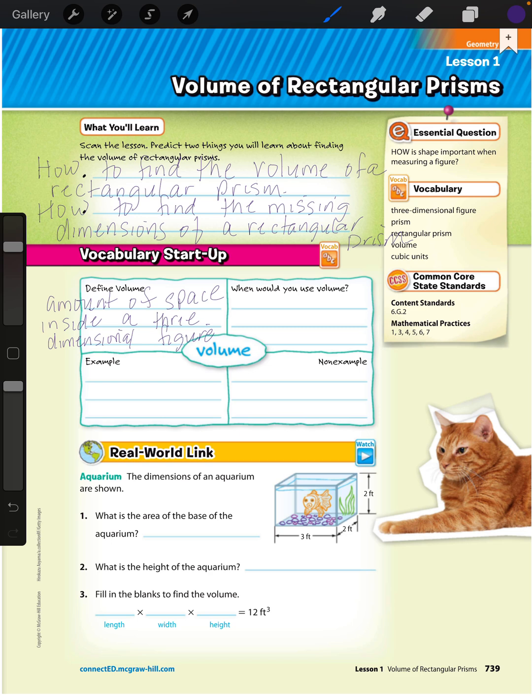When would you use volume? Well, we can use volume to find out how much something can hold. We use volume to find out how much something can hold.